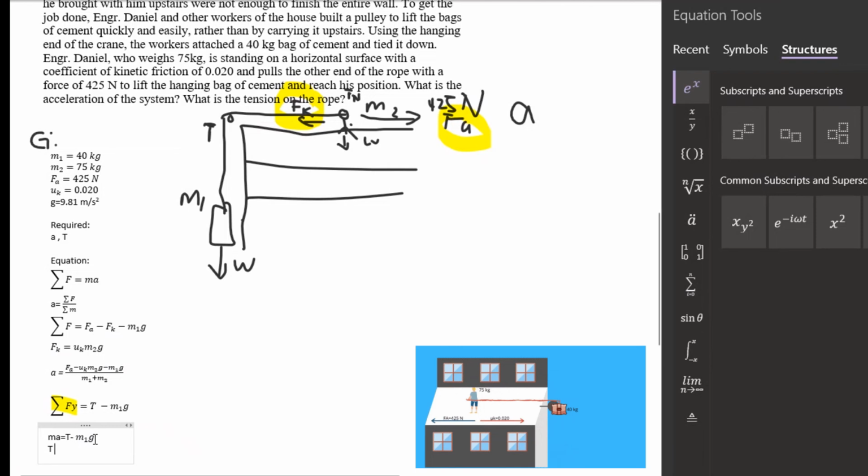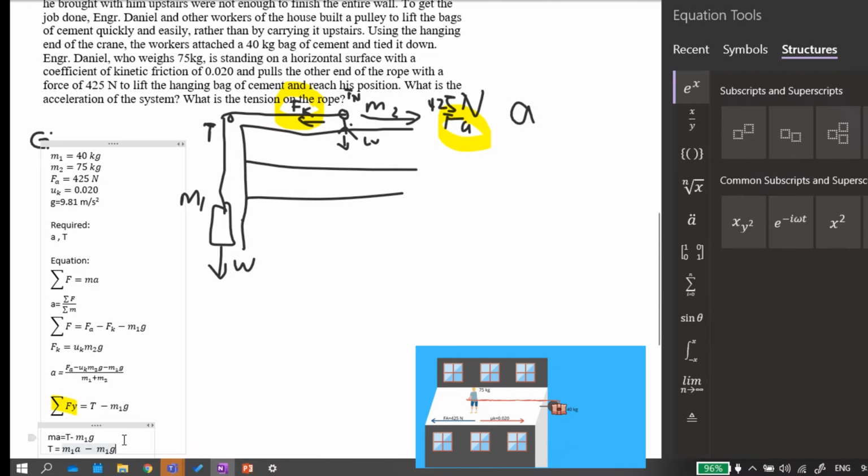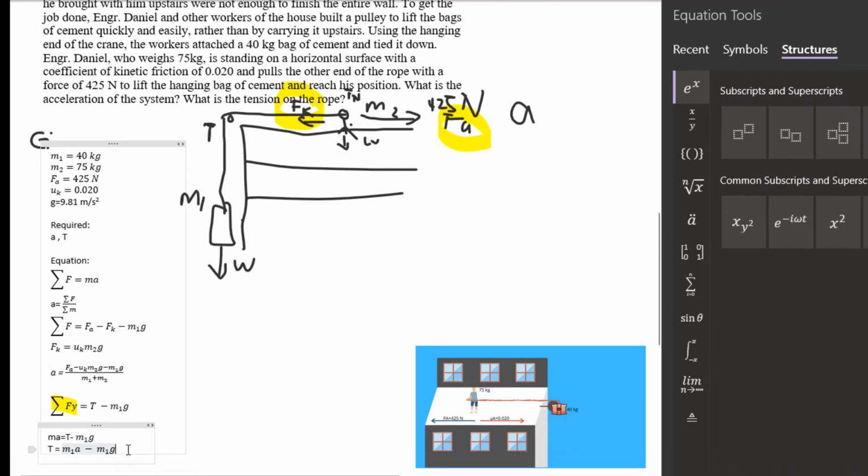Tension is equal to the mass of the hanging object, mass sub 1, times the acceleration of the system minus mass sub 1 times the gravity. So there, we have two different formulas for finding the acceleration and the tension, this one and also this one. So let's proceed with the solution part.